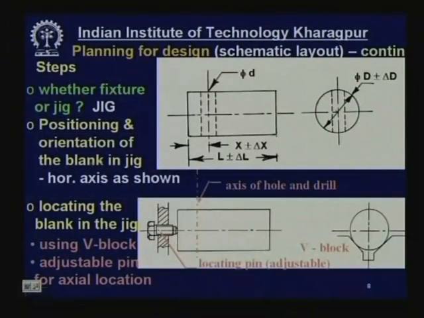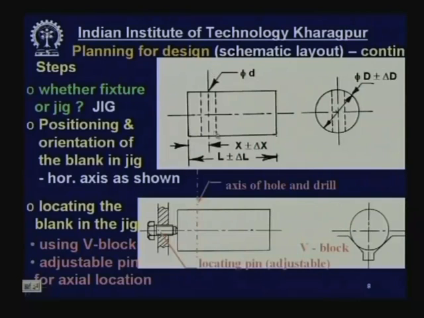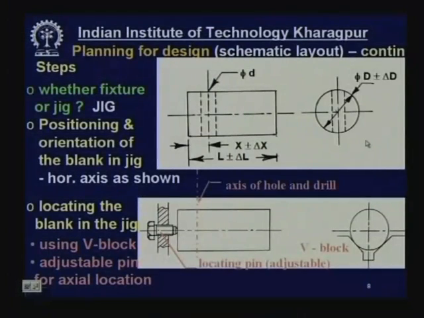Positioning and orientation of the blank. How will you place the blank? Shall you place the blank horizontally, vertically, or in an inclined fashion? Here we can see a hole has to be made perpendicular to the axis. This hole has to be made by a drill, and a drill in a drilling machine is always in a vertical position. So, the drill axis is vertical and the hole has to be made perpendicular to the axis of the rod, so the rod has to be placed horizontally. Drilling can be done vertically by the drill. This will be the configuration: the rod will be kept horizontally like this.